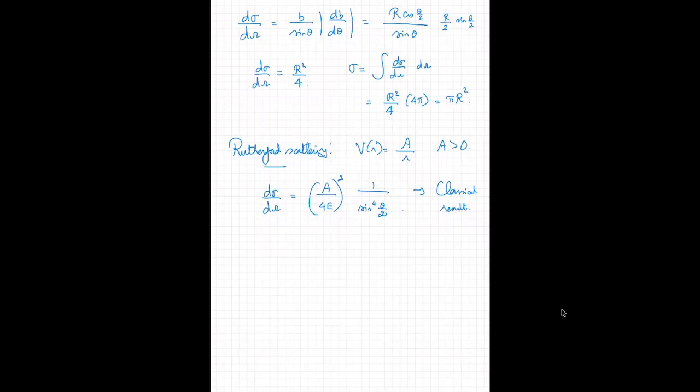But have you derived this in your classical mechanics lectures? Not the Rutherford scattering? Oh, you have not done this, Rutherford scattering? No, sir. Okay, so in that case I will push this to a tutorial, because it is very important for you to understand the classical calculation also.